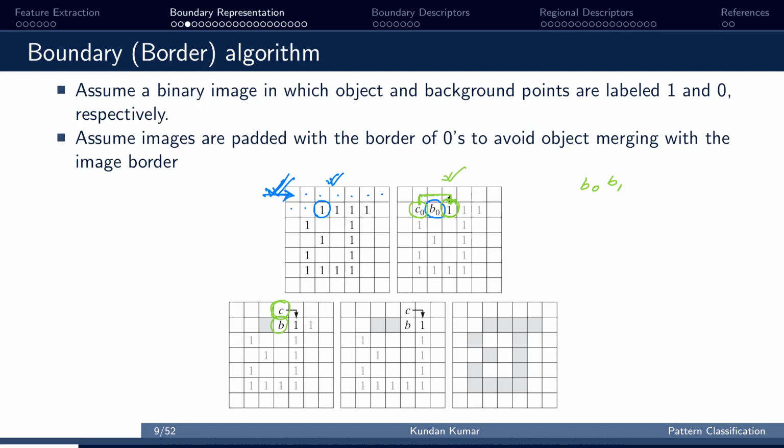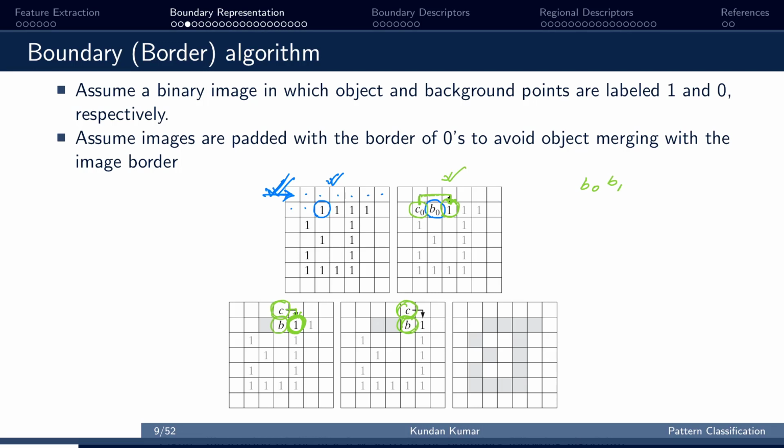So in the next step, again we will start from the pixel C and we'll scan the 8 neighbors of B in clockwise, and we will check the location of the first object pixel having value 1. That scan will be in the clockwise direction, okay. So in the next iteration, this will be the boundary pixel, and the preceding one will be our C.